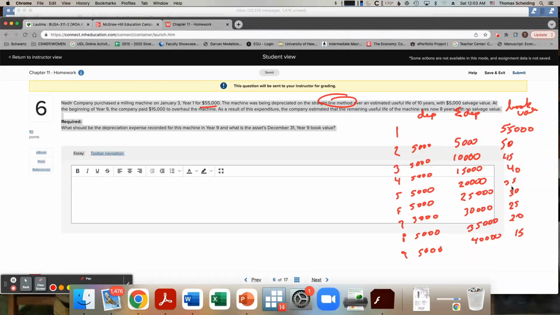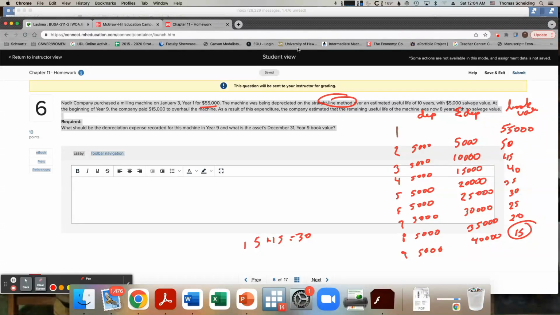So in year 9, this would be when we're going to add the $15,000 to overhaul the machine. So that's going to bring up our book value right here to 30 because it was already at 15. So 15 plus 15 is going to get us 30. So the book value is going to become 30,000 in year 9.